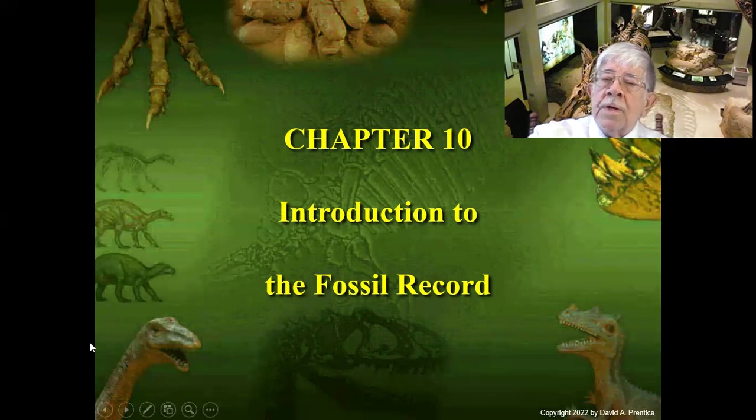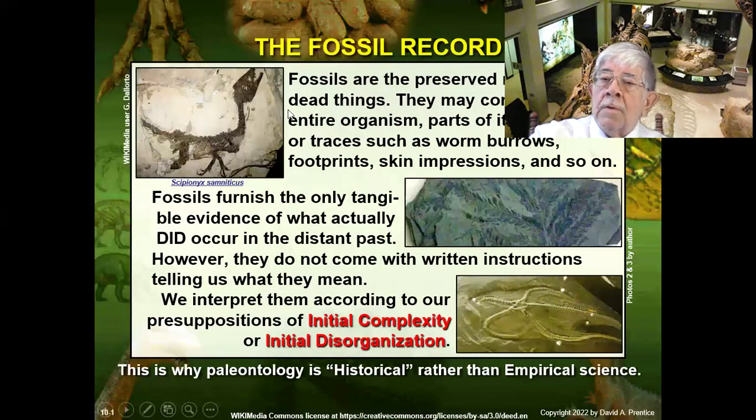So the first question is, what is a fossil? Fossils are the preserved remains of dead things. They may consist of an entire organism, parts of it, traces of it, such as worm burrows, footprints, skin impressions, and so forth. So, how do we know what actually happened in the past? We can make up all the stories we want, but fossils furnish the only tangible evidence of what actually did occur in the distant past.